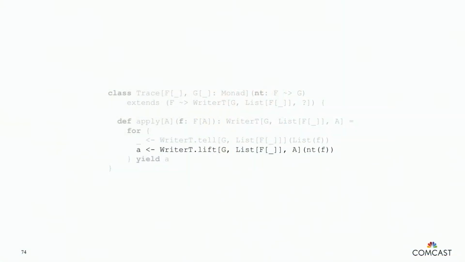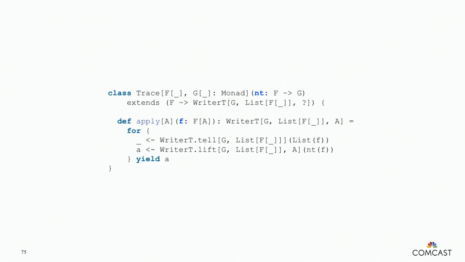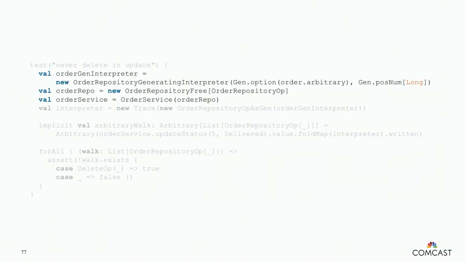Here I broke down all that stuff I already told you about. All right, so I can go back and I can test my code properties again. This is the exact same thing we tested before. Never delete and update. Made a couple modifications. I make this gen interpreter, which I build up pretty much the exact same way I did before.